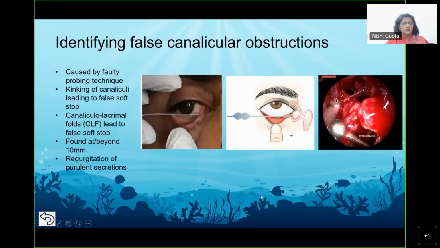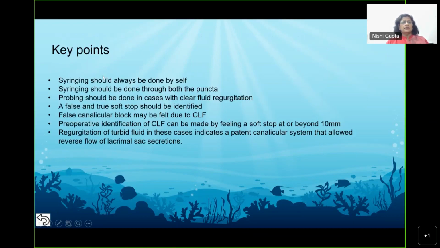Now let us go to some key points. The key points are that syringing should always be done by yourself. The operating surgeon should evaluate the patient herself or himself. It is very, very important because a lot of findings are likely to be missed. Even if the best people have done it, you should do it yourself so that you know the exact site of block. Syringing should be done through both the puncta. Why it is important is, as I just mentioned, that if the lower canaliculus is blocked, then we perform syringing through the upper punctum.